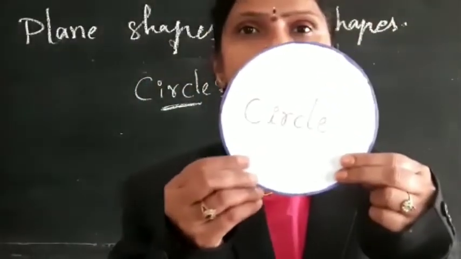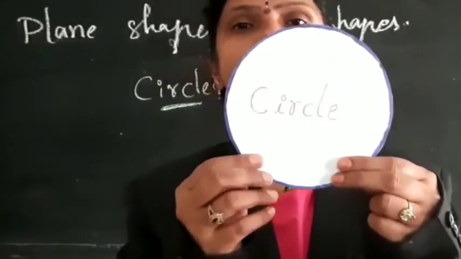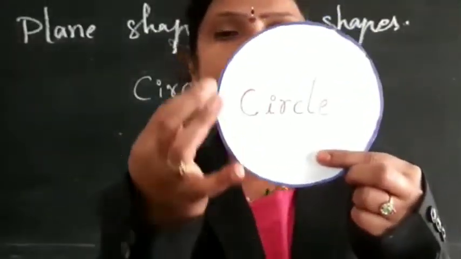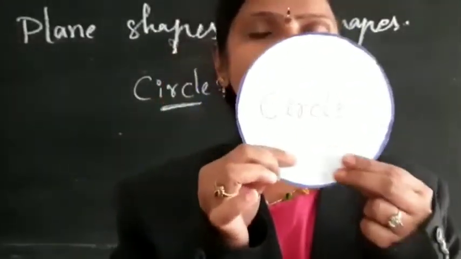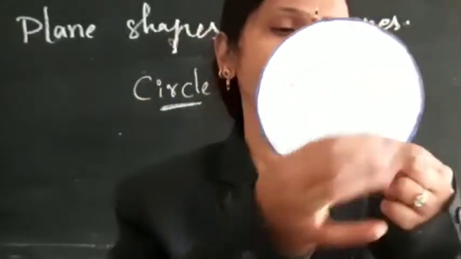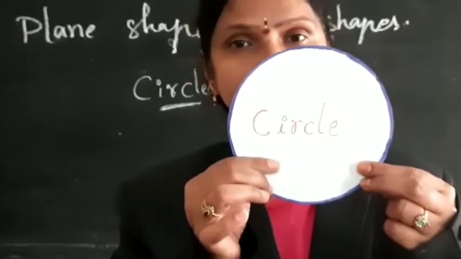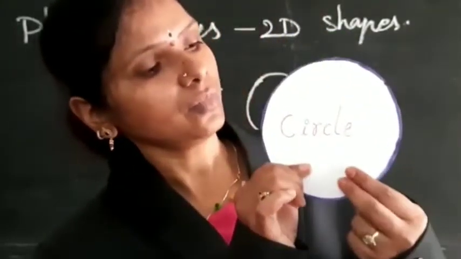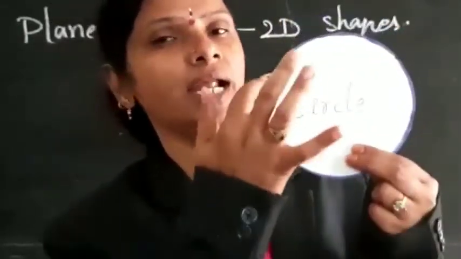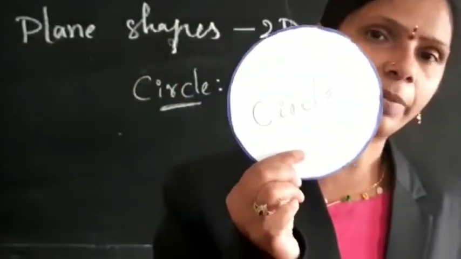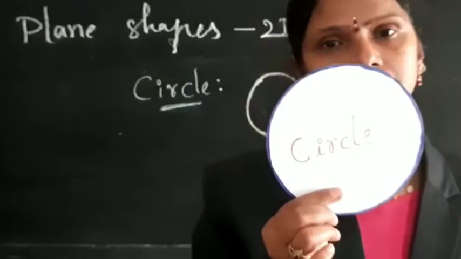Now here you can see the circle, children, and here which is in blue color, this is the edge, and it is a flat shape. And in any place you can't see corners. See here, one curved edge. That's it. No corners, nothing here, and it is a 2D shape, nothing but a flat face.